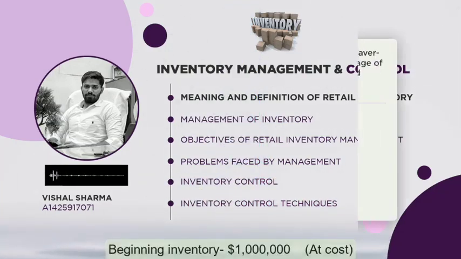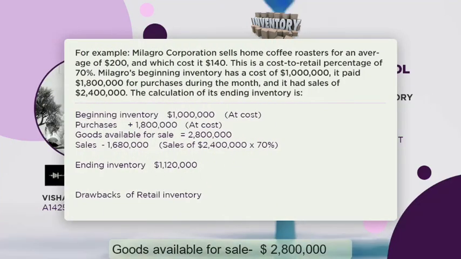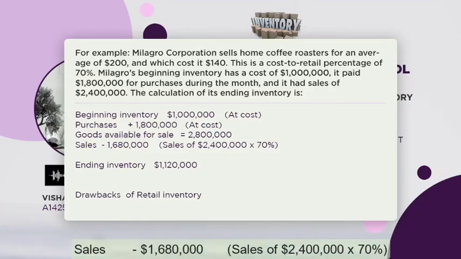Beginning inventory $10 lakh, purchases $18 lakh, goods available for sale $28 lakh. Now we have to find the sales during the period, for which the formula is sales multiplied by cost to retail percentage, which is $24 lakh into 70%, and the final value of sales during the period is 16 lakh 80,000.